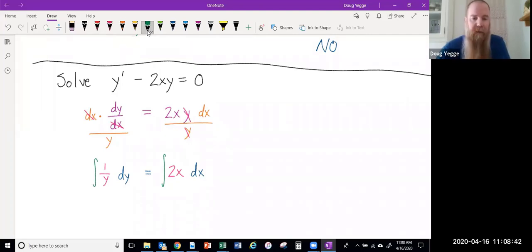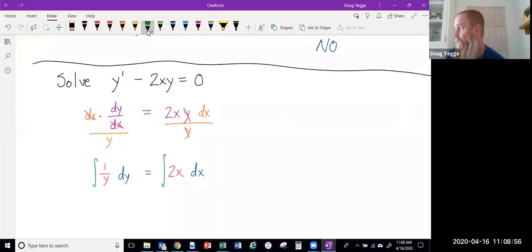So here we get the integral of 1 over y dy. Well, you can obviously see, again, another reason why integration is so important to know how to do, right? Every time we solve a differential equation, you're going to be solving by integrating at some point or another, and you're going to be integrating all kinds of different types of functions. So the integral of 1 over y dy is the natural log of the absolute value of y. And the integral of 2x is x squared.